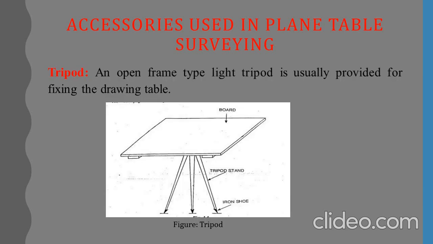This is another accessory that is known as the tripod. The tripod is an open frame type, usually provided for fixing the drawing table, and you can see in the image that there is a three-legged stand, which is known as the tripod, and below the tripod there is an iron shoe to adjust the plane table.